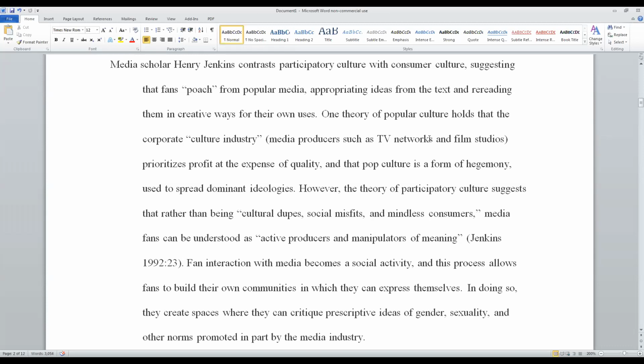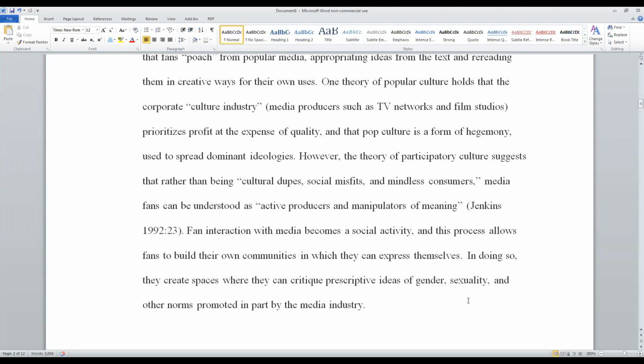Fan interaction with media becomes a social activity, and this process allows fans to build their own communities in which they can express themselves. In doing so, they create spaces where they can create and critique prescriptive ideas of things like gender, sexuality, and other norms promoted in part of the media industry. One of the things I'm going to pause and reference here would be the way in which traditional norms like sports fandom have changed significantly.